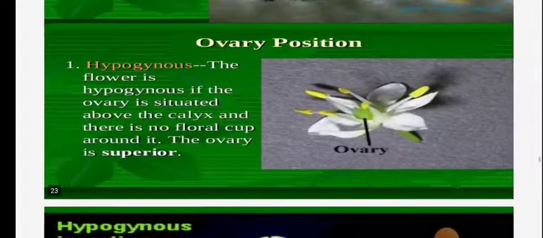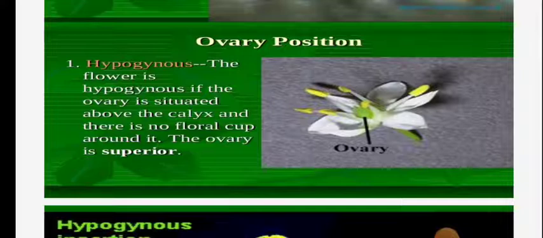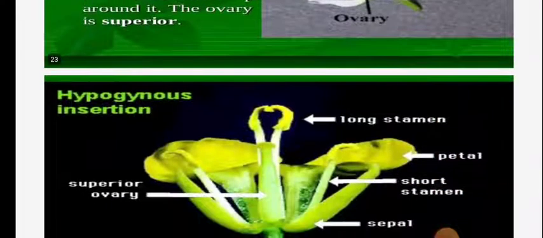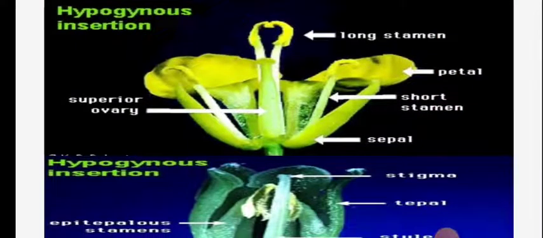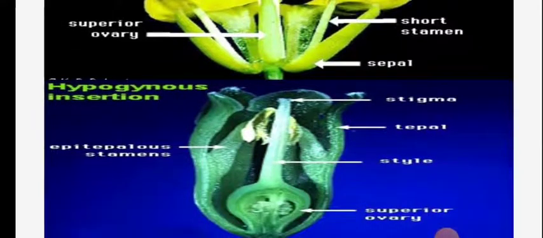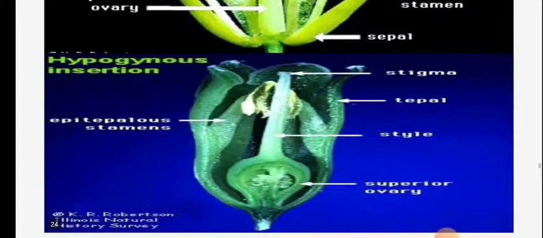Then based on ovary position, hypogynous condition: all floral parts, calyx, corolla, and androecium develop below the ovary. It is called hypogynous, right? All floral parts develop below the ovary. You see here a good photograph of the condition. We are observing the flower, sepals, then short stamens and petals, all developing below the ovary. The ovary part is above, superior. This condition is the superior ovary. Then next, here you are also observing the superior ovary in the flower.